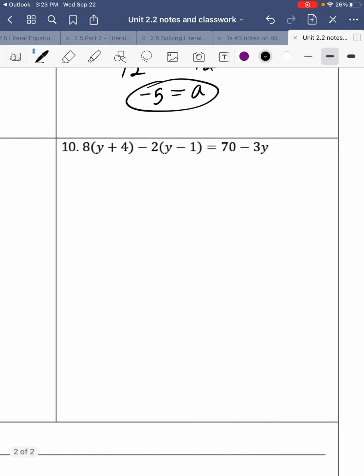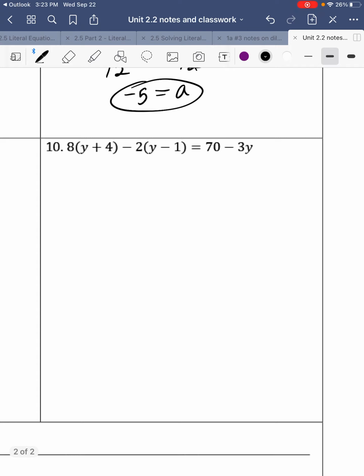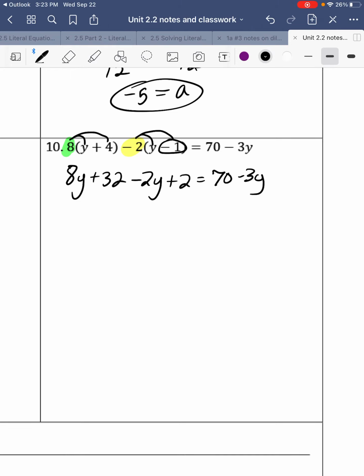We got one more problem to do here. Distributing on both sides. 8 times y is 8y. 8 times 4 is 32. We have negative 2 that needs to be distributed. Negative 2 times y is negative 2y. Negative 2 times negative 1 is a positive 2. And the right side of the equal sign has nothing to simplify.